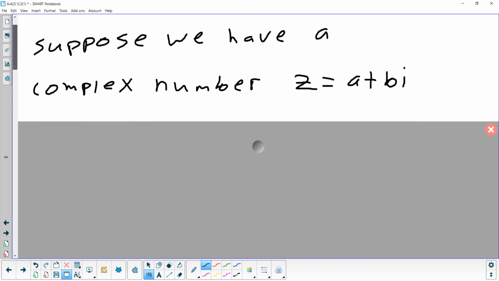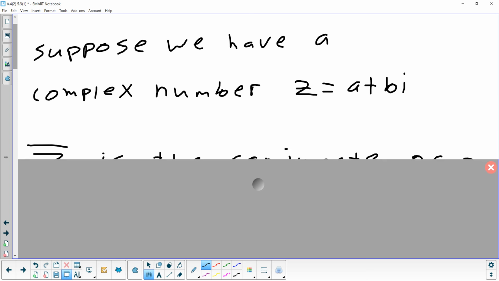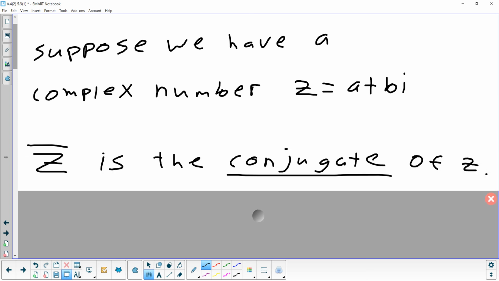If I ask you to find what's called the conjugate of that complex number, you're going to see a symbol that has a horizontal line above it. That line means the conjugate. It's pronounced Z, and there's a bar above it, so they say Z bar. That's what they call it, and it means to find the conjugate. Now let me explain to you what the conjugate is.